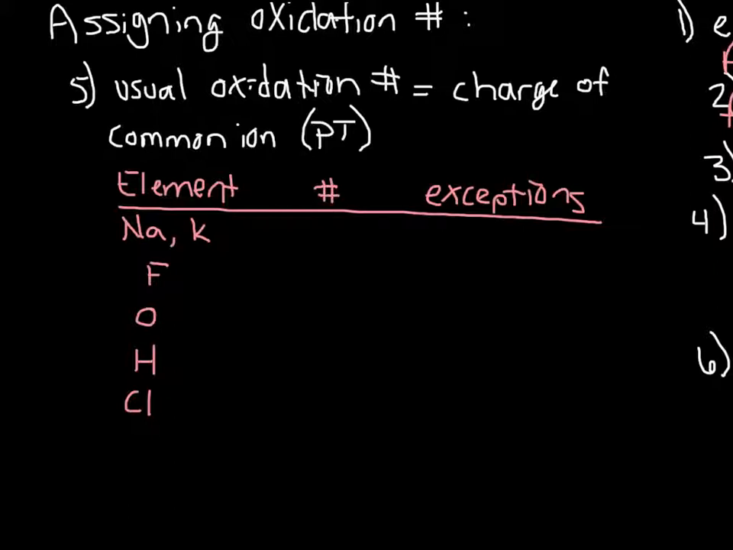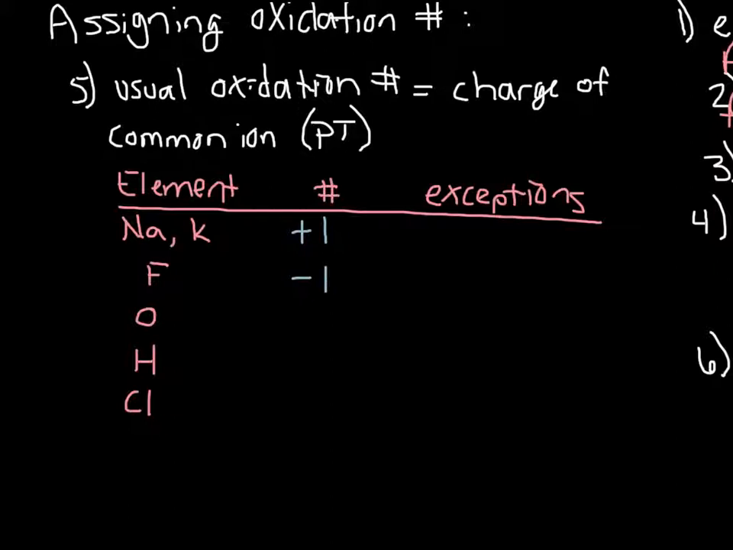The usual oxidation number is usually the charge of the most common ion for that element, and we can predict that from the periodic table. That is not always the case though, as we'll see in step 6. To give you some examples, if you look at the alkali metals like sodium and potassium, which are the most commonly used, their usual oxidation number, or what we call the oxidation state, is +1. That is their charge. There are no exceptions to this rule. Fluorine and most halogens are going to be -1.